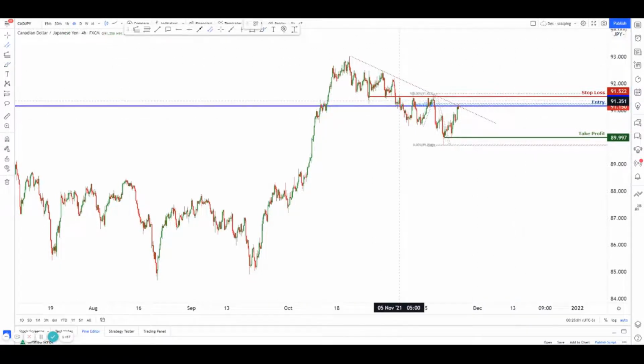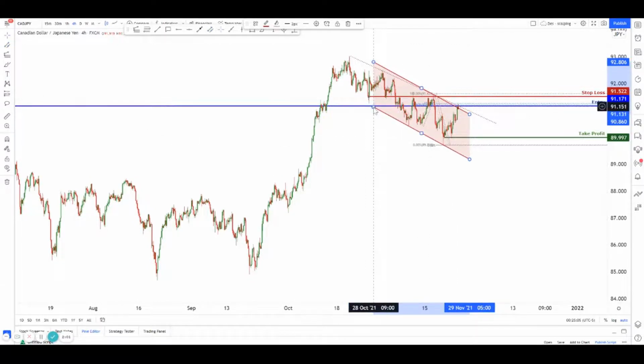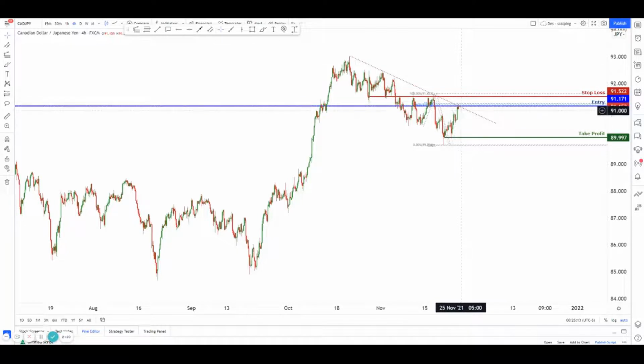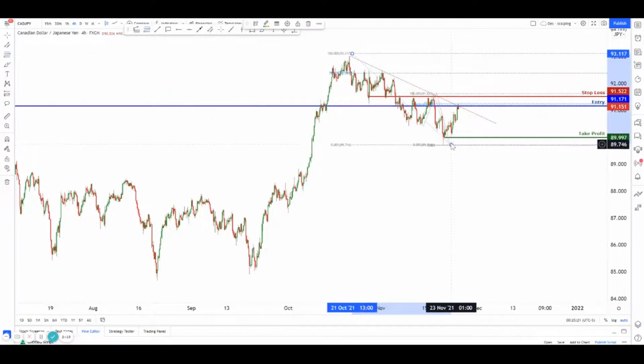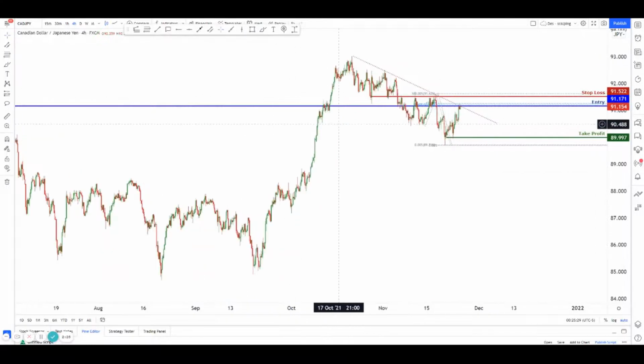I do think there is something like a channel over here. So it seems like we might be seeing something of a channel resistance kind of thing, right? On top of this descending resistance. So quite a high probability kind of trading setup we can use. The entire retracement of this move, right? If I'm not wrong, is just slightly below the 50%. Not that nice, but yeah, it's worth looking at.